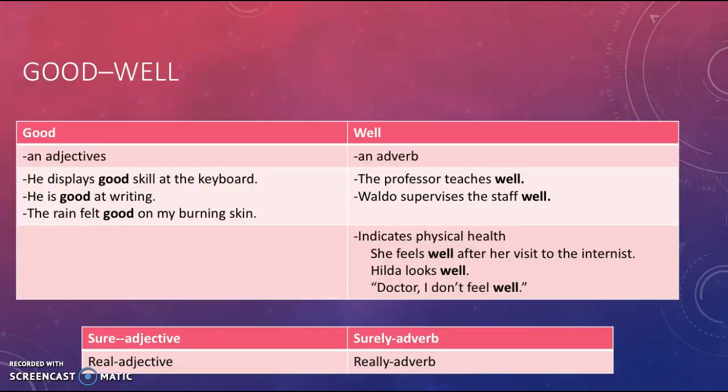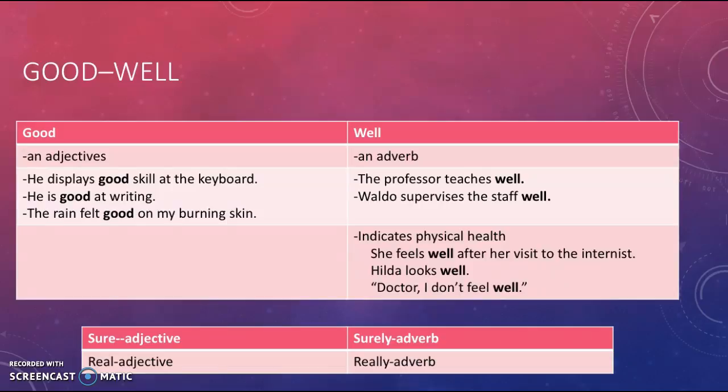Here's another commonly confused word, which is good and well. And one of the easy ways to think about it is that good is an adjective and well is an adverb. So anytime we're describing a person, a thing, a pronoun, an idea, we use the word good. Anytime we're describing how someone does things, then we're using the word well.